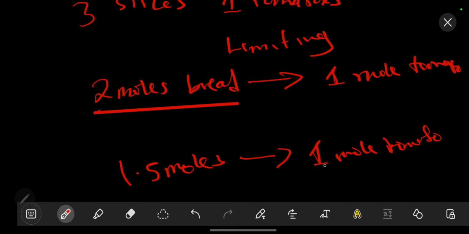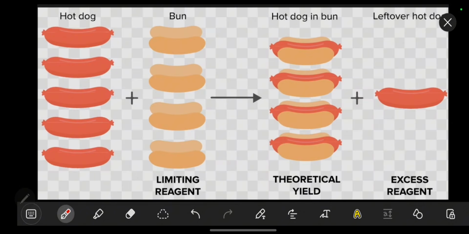It does not necessarily mean that just because the tomato is less in terms of number, it would be the limiting reagent. No, it depends on the quantitative math that is there. So now let's look at a question. Yeah, just emphasizing so that you're not confused.